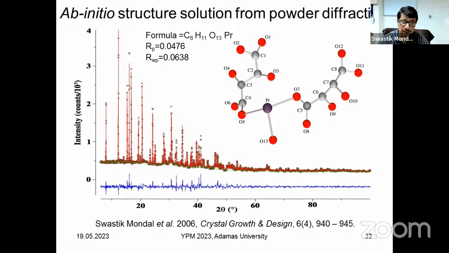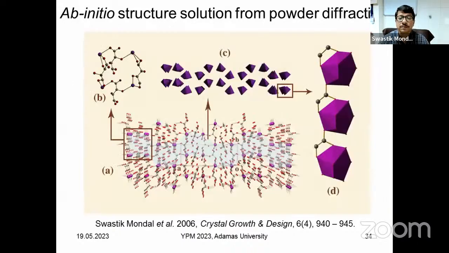Any kind of this matching is also true for single crystal data: what we try is to get as much matching as possible. So basically, the R value that I told you about, the closer to 0 it is, the better the structure. In this case, it is 0.04, which should be considered extremely good for ab initio powder diffraction. If it is a single crystal, then you can say extremely good if it is 0.01 or something. And this is again the supramolecular architecture of this praseodymium tartrate complex.